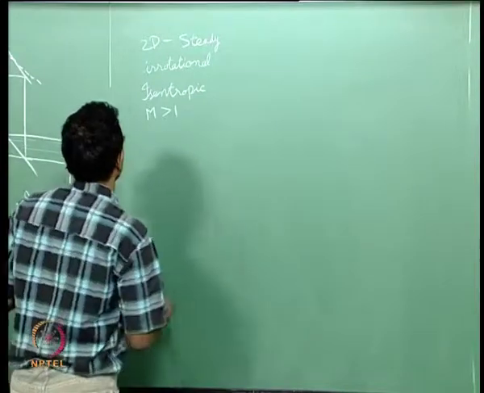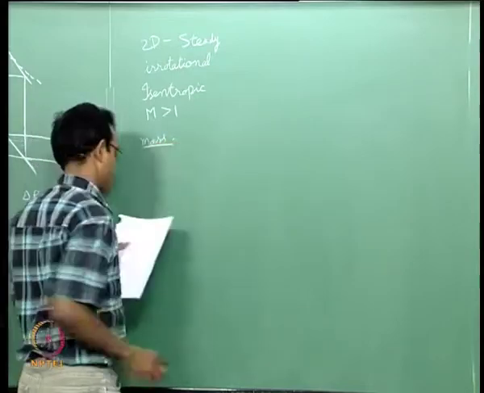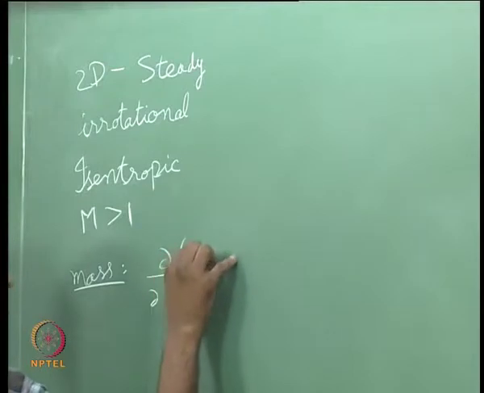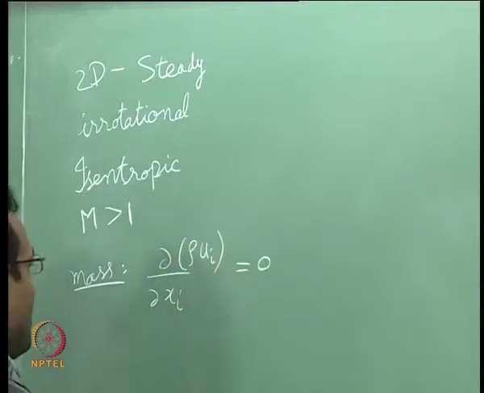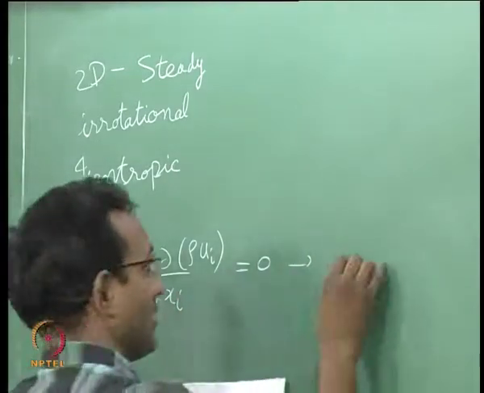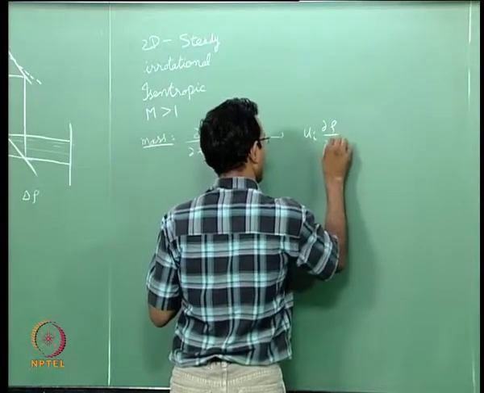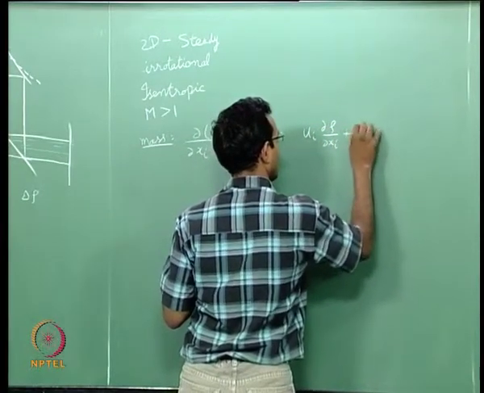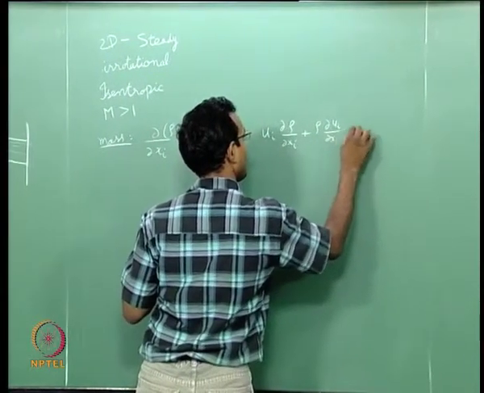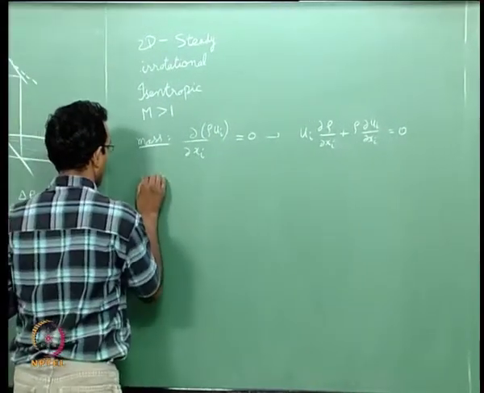If I think about it, I will start with the equations of motion, mass conservation, it is ∂/∂xi of rho ui equal to 0, or you can rewrite this as, this is from fluid mechanics of course, which you can rewrite as ui ∂rho/∂xi plus rho ∂ui/∂xi equal to 0. This is one expression, that is mass. Next we will write momentum equation.